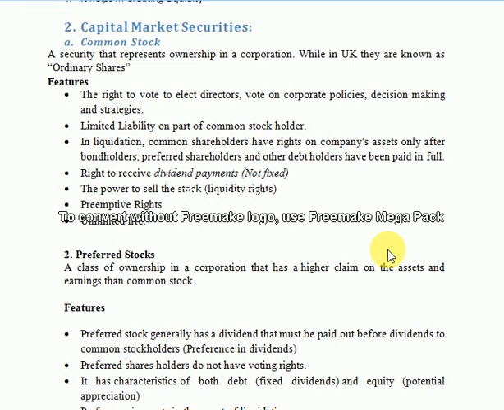Next one, in liquidations, common shareholders have right on the company assets only after the bondholders, the preferred shareholders, and the other debt holders have been paid in full. This is another characteristic of the common shareholders, that when liquidation of the company takes place, first of all, the debt holders' payment should be made. After the debt holders, bondholders' payments will be made by the company. After the bondholders, preferred stockholders will be fully satisfied, and if something is left, then the common stockholders will be satisfied. That's why common stock is a risky stock.